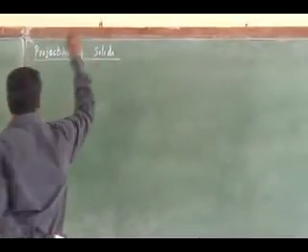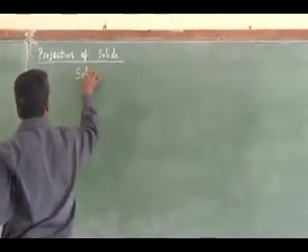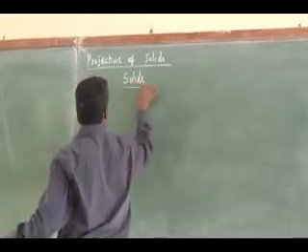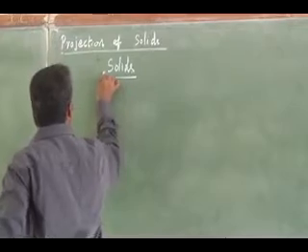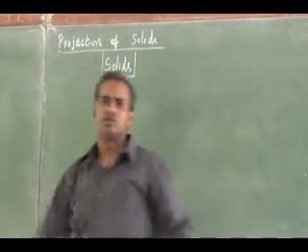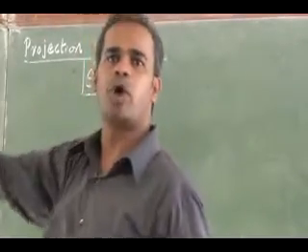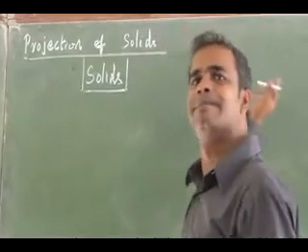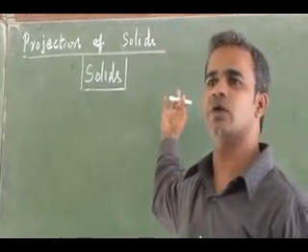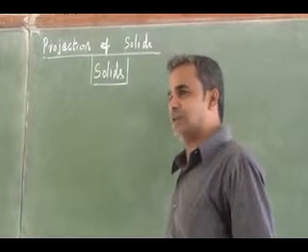Projection of solids, if you will see what are all the solids available. So what is solid? Solids we know. A solid is a three-dimensional object. So far we have seen a point, a line which is one-dimensional, then a two-dimensional planar surface, and we have seen their projections. Now we are getting into the three-dimensional objects.